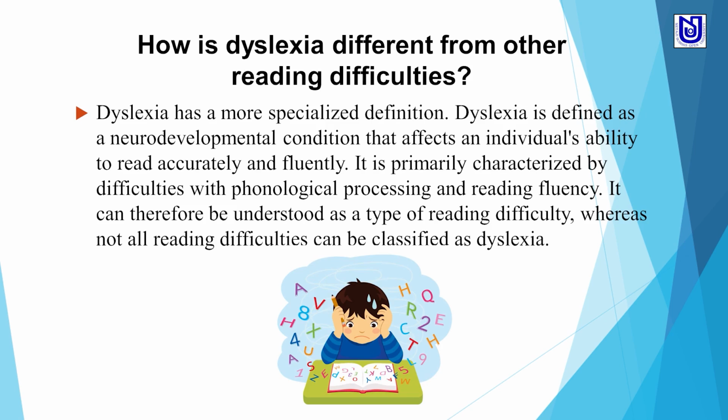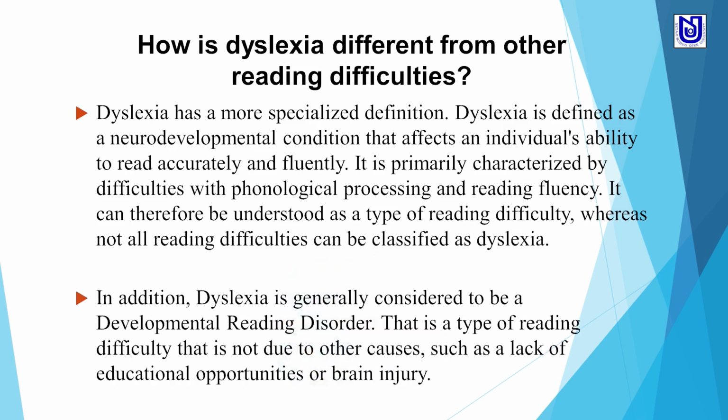Dyslexia has a more specialized definition. Dyslexia is defined as a neurodevelopmental condition that affects an individual's ability to read accurately and fluently. It is primarily characterized by difficulties with phonological processing and reading fluency. It can therefore be understood as a type of reading difficulty, whereas not all reading difficulties can be classified as dyslexia. In addition, dyslexia is generally considered to be a developmental reading disorder.